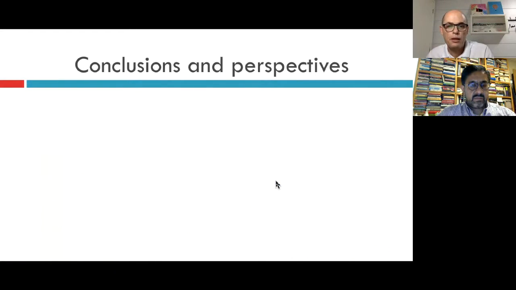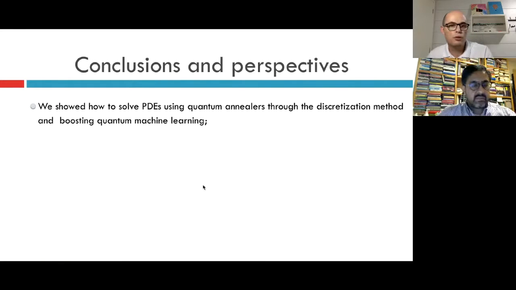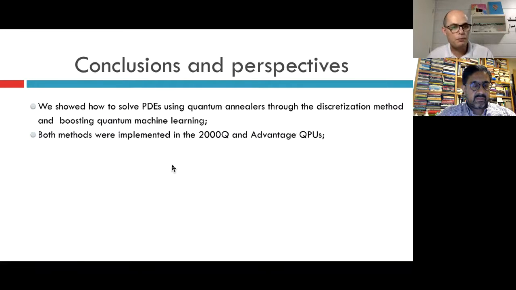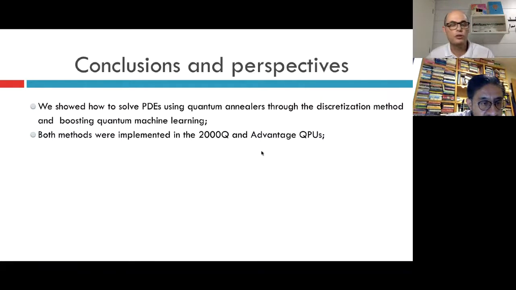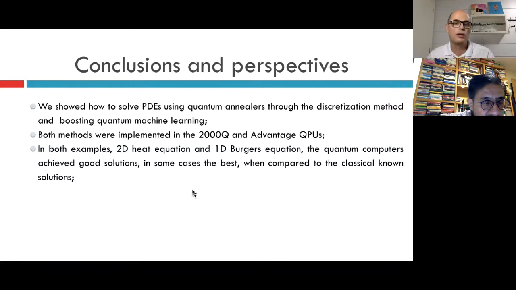Just to finish, I showed you how to solve partial differential equations using quantum annealers. We use different methods. One of these methods is the discretization method, and the other one is the boosting. We implemented both methods using the 2000Q and Advantage quantum processing units. We observed that in both examples, the two-dimensional heat equation and the one-dimensional Burger's equation, quantum computers have good solutions and in some cases even better than the classical solution.